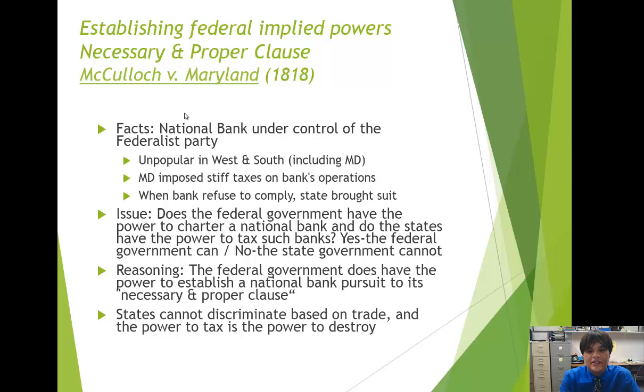Now, this had serious implications at the time. If states were allowed to tax these national banks, you could say that there would be no national bank today. So any of you that have Bank of America, that wouldn't exist today. There would be no Bank of America.